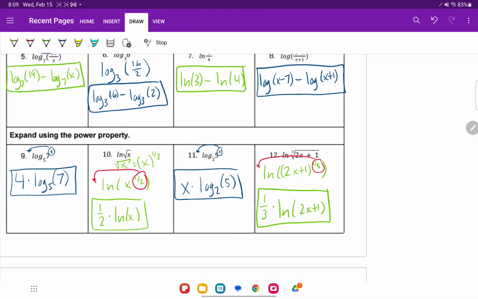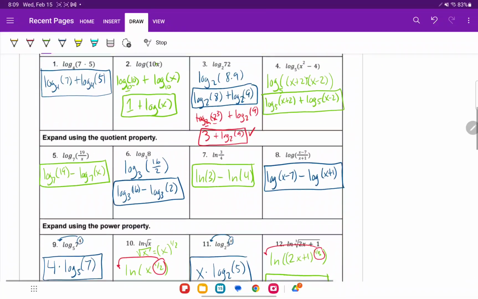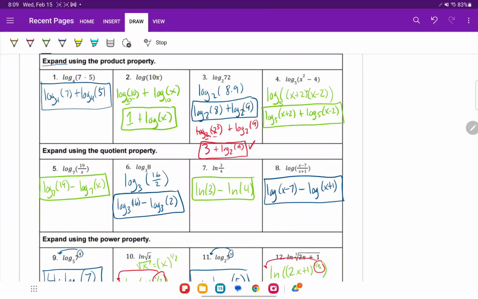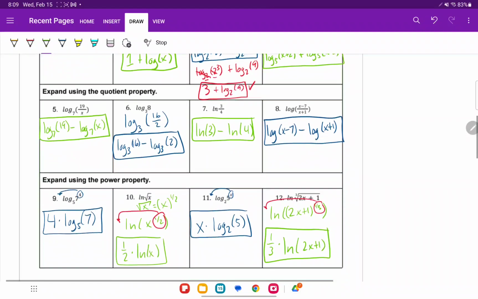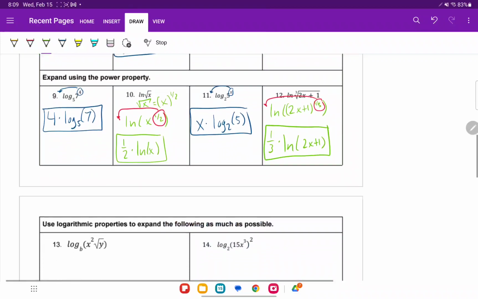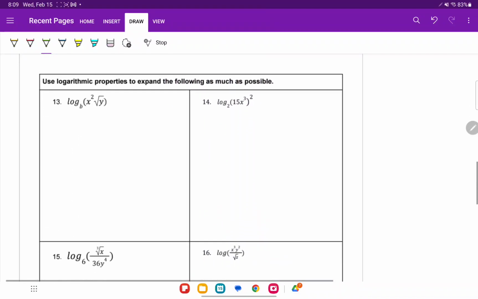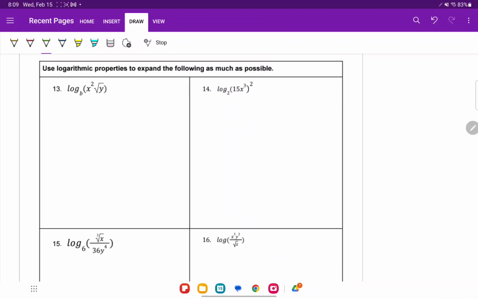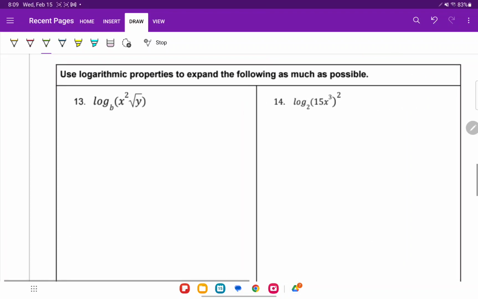Okay. So those are the three properties all together there. So we expanded by product properties, by addition, quotient property we subtracted, and power property we multiplied to the front of the log. All right, so now let's go ahead and take a look right here at number 13. It says, use logarithmic properties to expand the following as much as possible.